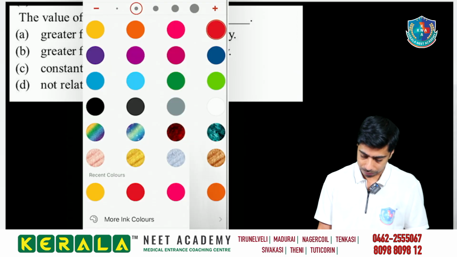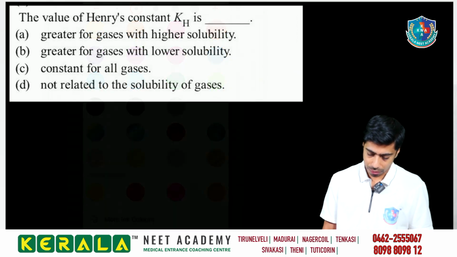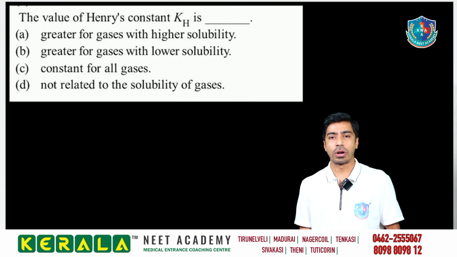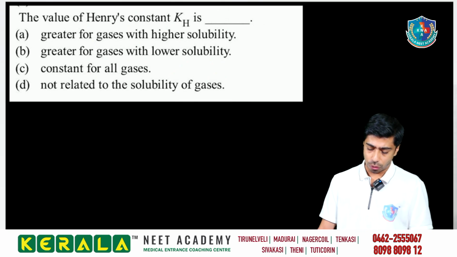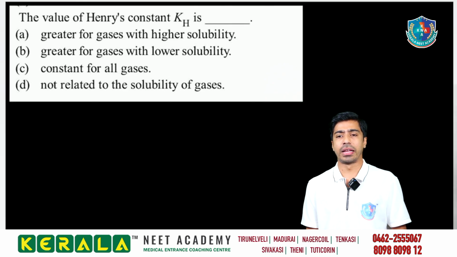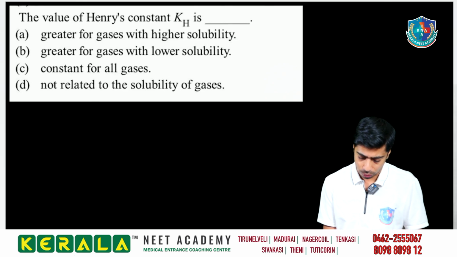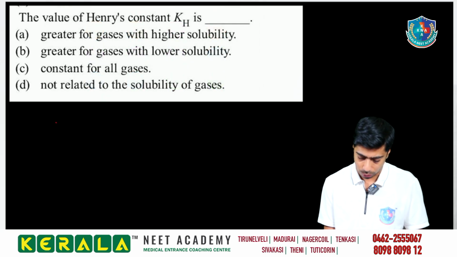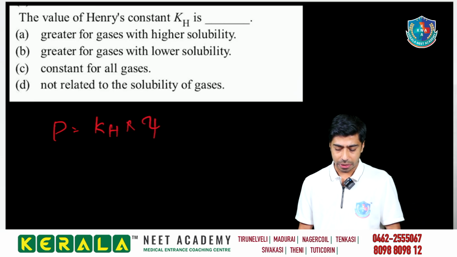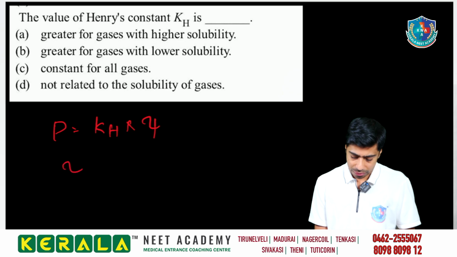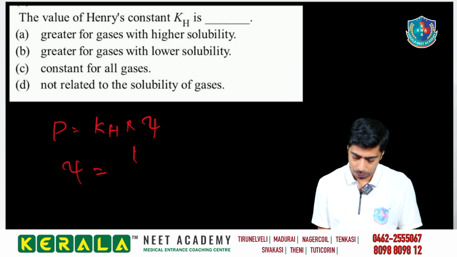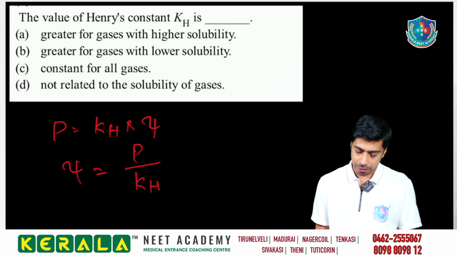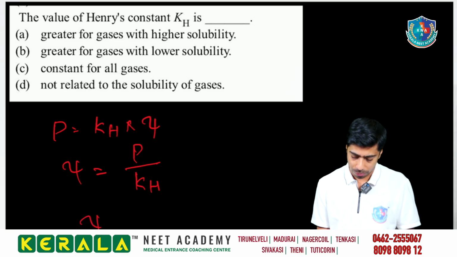Then, the value of Henry's constant Kh. So we should know the relation, like Henry's law. According to Henry's law, P will be equal to Kh into psi. So here psi, or the solubility, is equal to P divided by Kh. So at a constant pressure, the solubility is inversely proportional to Kh.